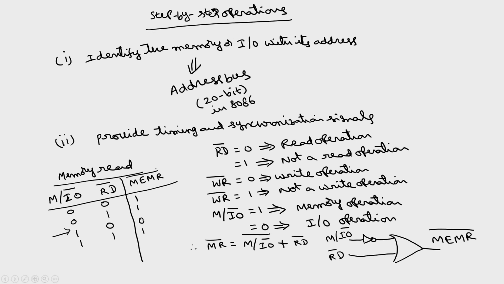Similarly, you can generate memory write bar. The difference is here in place of read bar you will be having write bar. So, a similar type of circuit will be there. Similarly, you can generate IO read bar, IO write bar. So, this is how we can perform all the 4 operations.